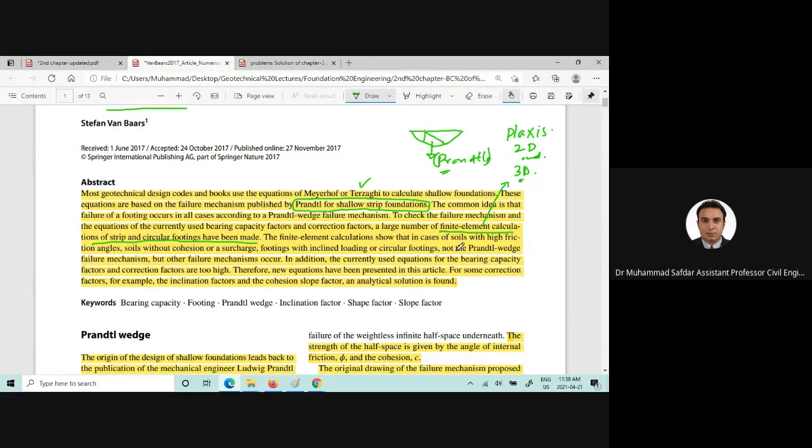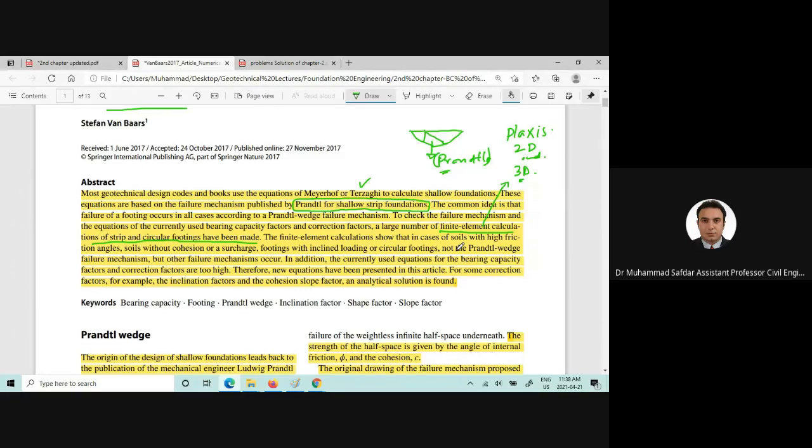Please continue. The finite element calculations show that in case of soil with high friction angles, soil without cohesion or surcharge, footings with inclined loading, or circular footing, not the Prandtl wedge failure mechanism, but other failure mechanisms occur.